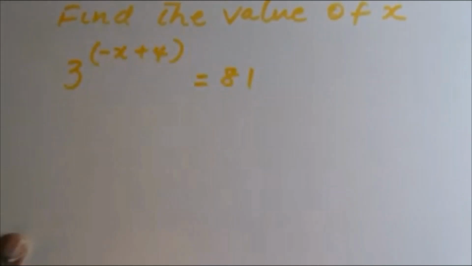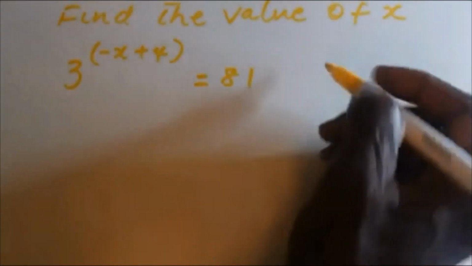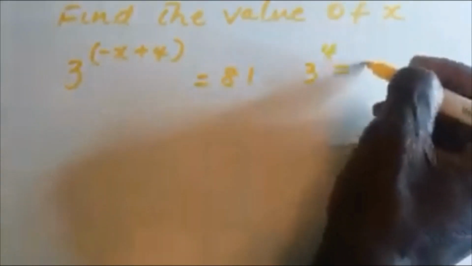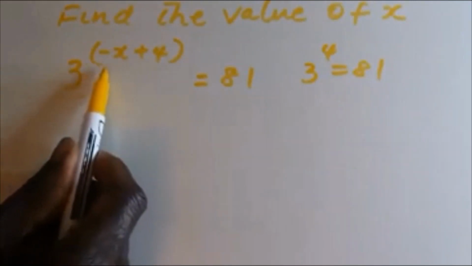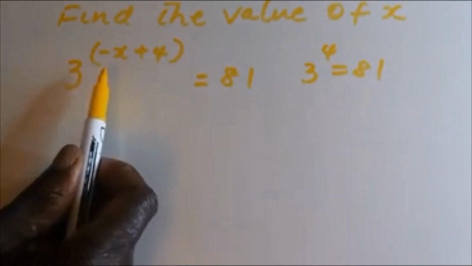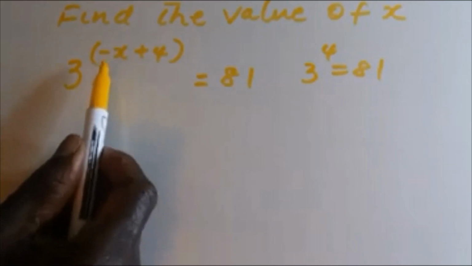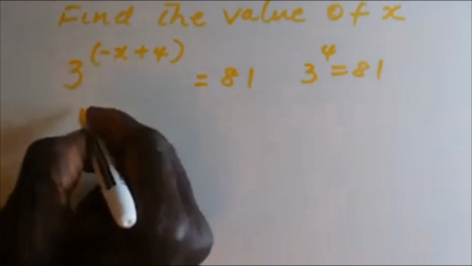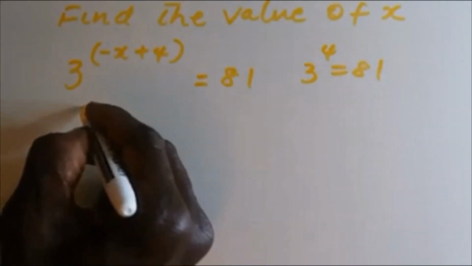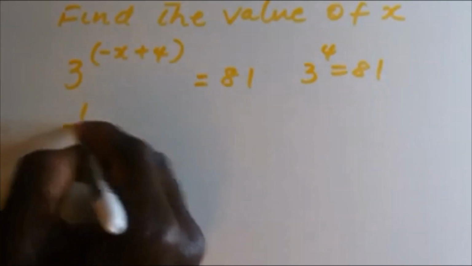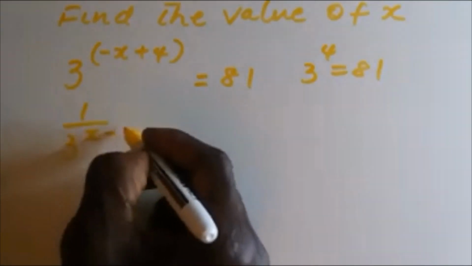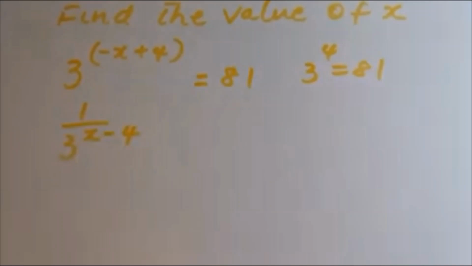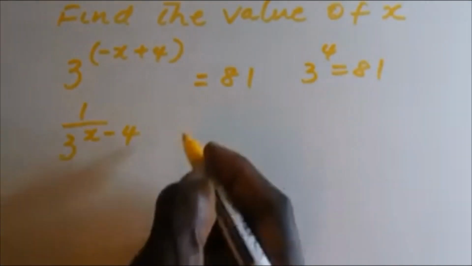And this is our next equation. What do we know? We know 3 to the 4th power is equal to 81. But when we look at this index, we have that x is negative. So maybe we should rewrite this as a positive index, which gives us 1 over 3 to the x minus 4, and this is equal to 81.